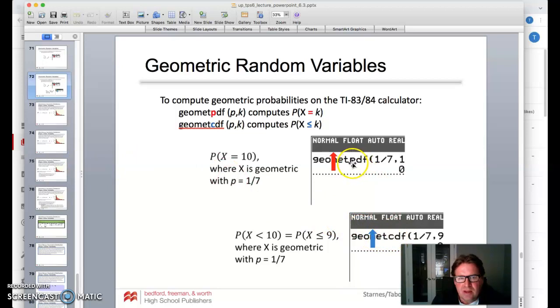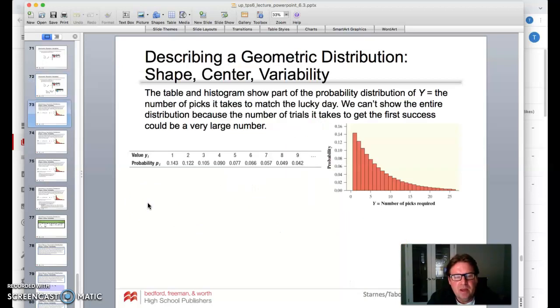P is for the exact one, C is for the cumulative one. So the calculator is very handy, as we've found many, many times here. All right, so let's try this.